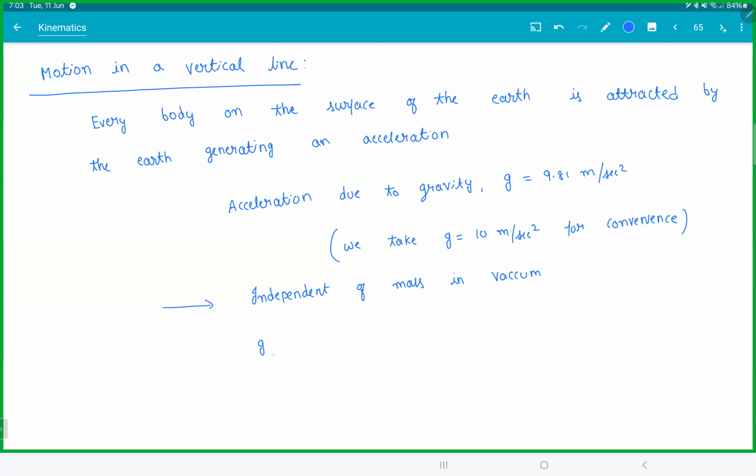The same thing, g on the moon is almost 1/6 of the Earth's gravity. If you take g on Jupiter, that's around 62.1 meter per second square. No need to remember the values, just giving you. That means on Jupiter, the gravity is almost 6 times more than Earth.